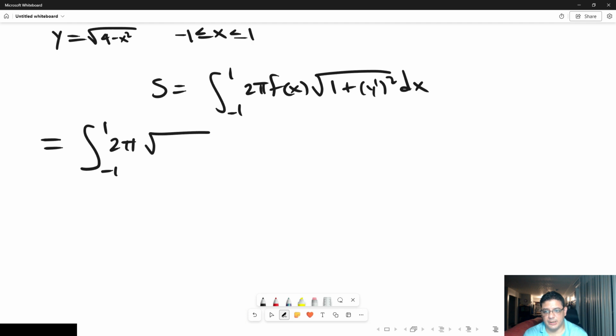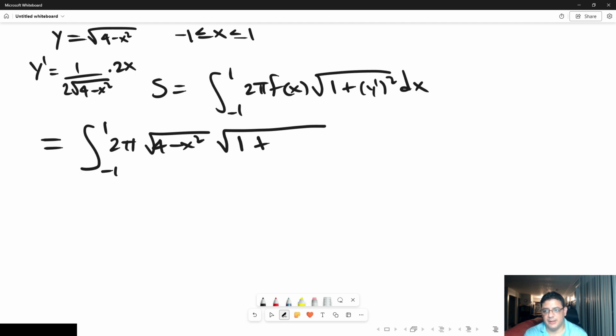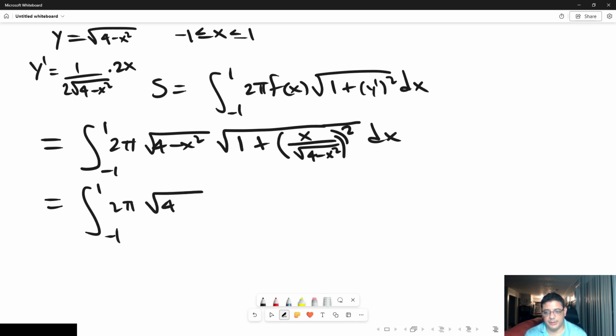This is going to be 2 pi times the square root of 4 minus x squared, and then times the square root of 1 plus y prime squared. If y is this, then y prime is 1 over 2 root 4 minus x squared, multiplied by the chain rule factor 2x, so the 2 cancels out, and this is just x over the square root of 4 minus x squared. Now we get to square everything out. It looks like it's going to be a horrible integral, but actually a couple of things end up canceling out. Notice that this becomes 1 plus x squared over 4 minus x squared. So we can simplify this.